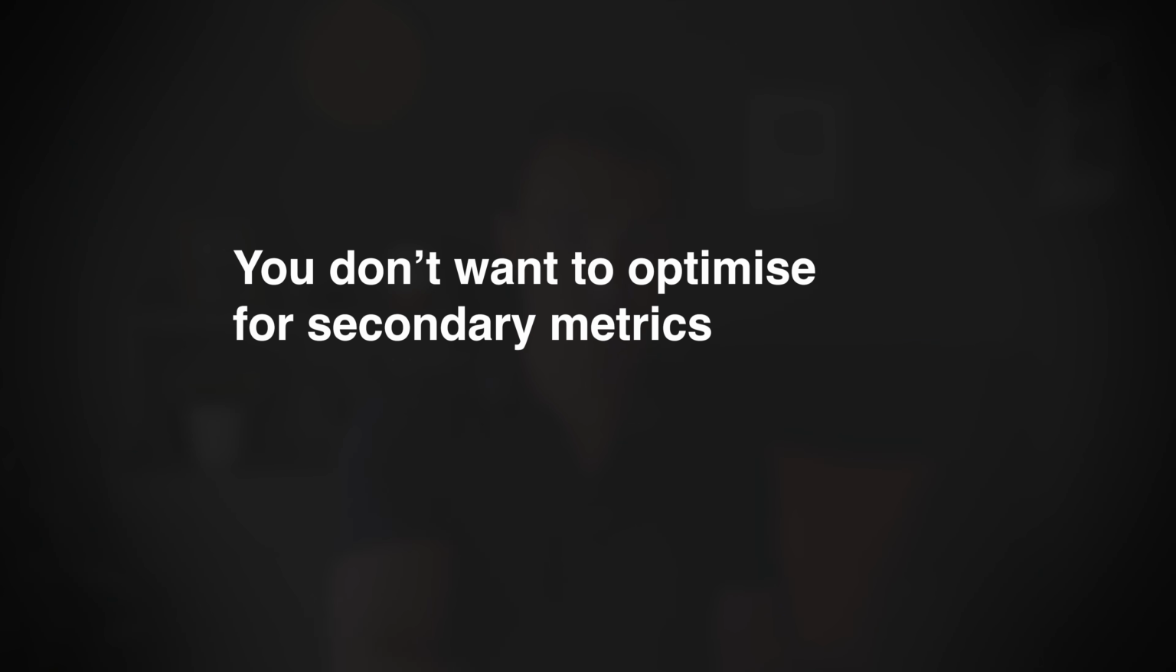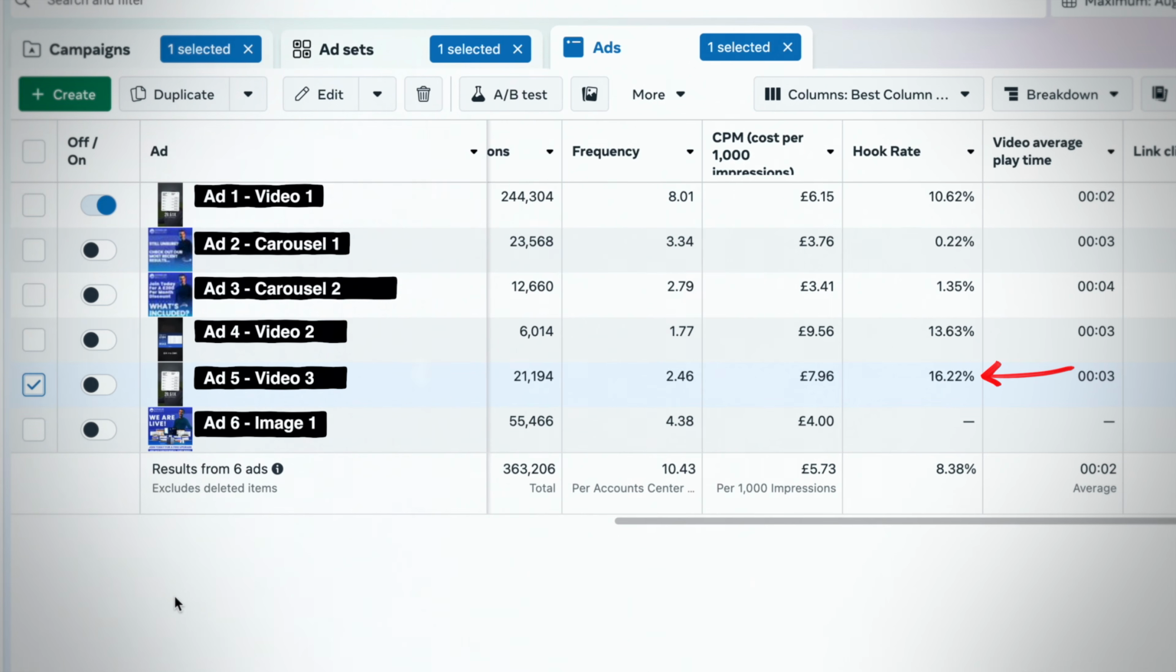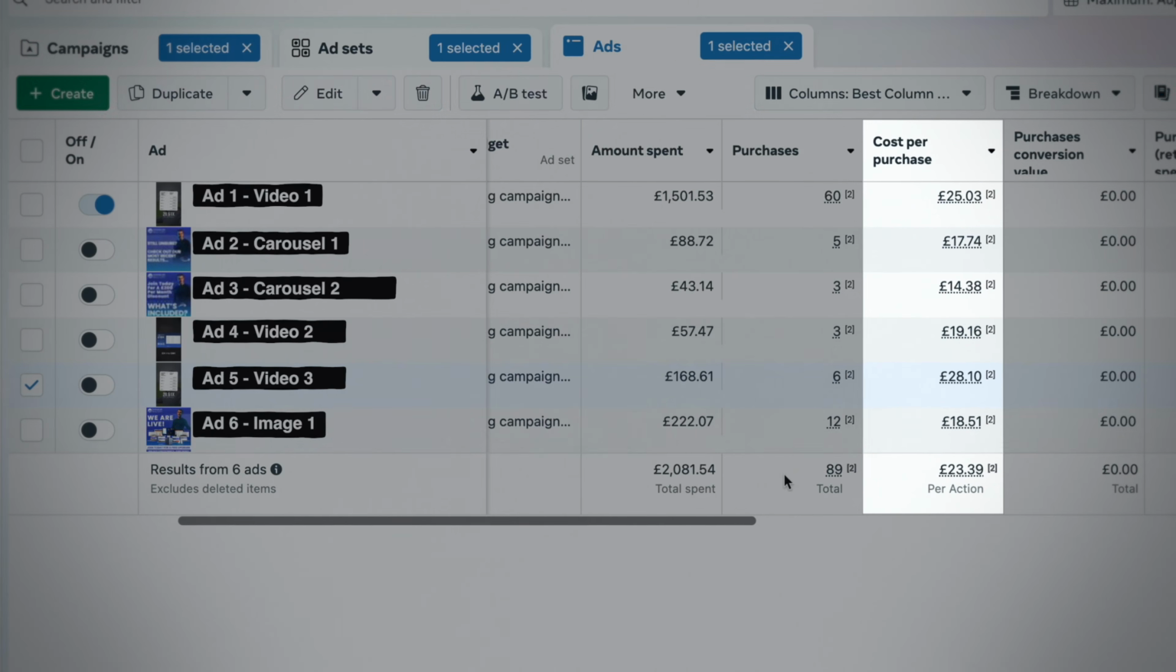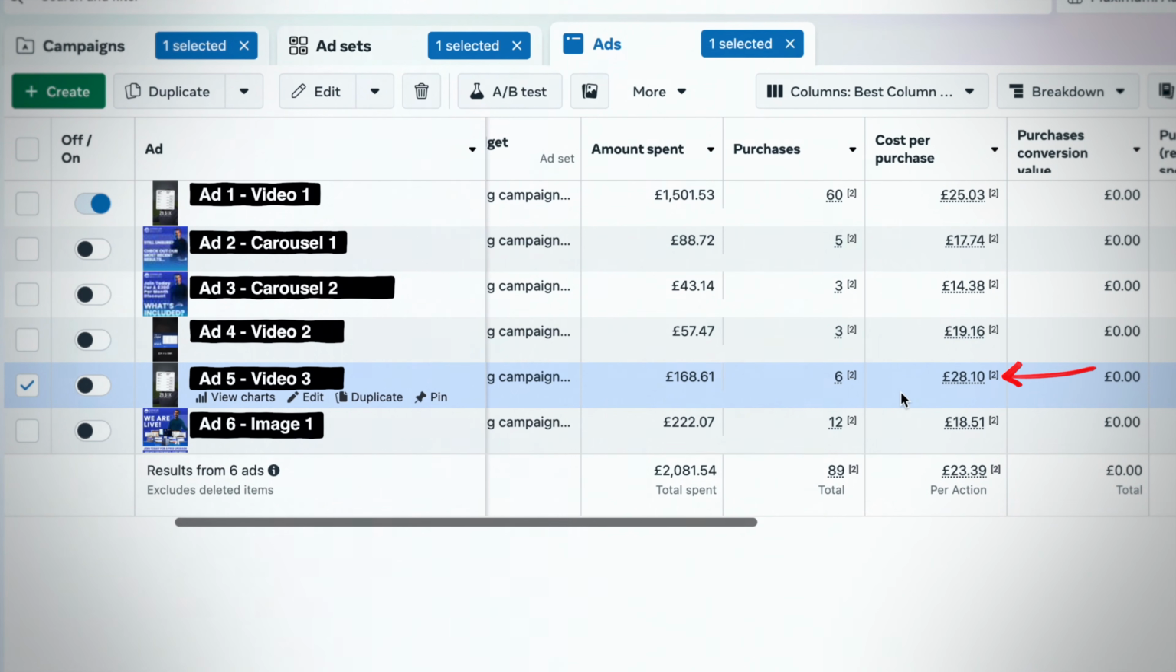And I just want to reiterate that you don't want to optimize in the first instance for metrics like CPMs, CPCs, even hook rate, click-through rates, things like that. You want to be optimizing based on your cost per conversion or your return on ad spend. And that's because sometimes these metrics won't correlate. We showed an example here with the hook rate being 16% for one ad versus 10% for another ad, but the 16% hook rate ad is producing a more expensive cost per purchase than the 10% hook rate ad. So sometimes they won't correlate, and there are all sorts of reasons for that.